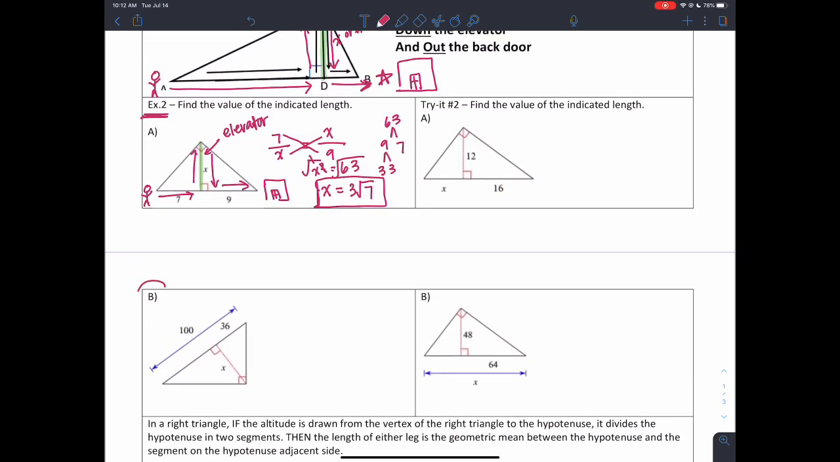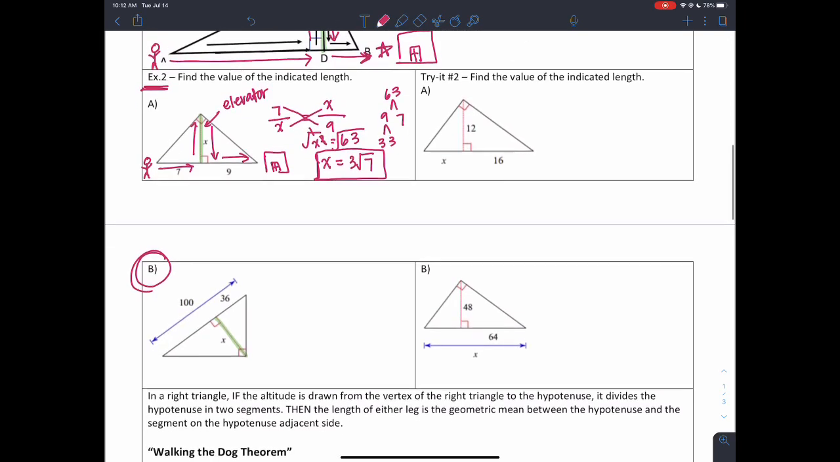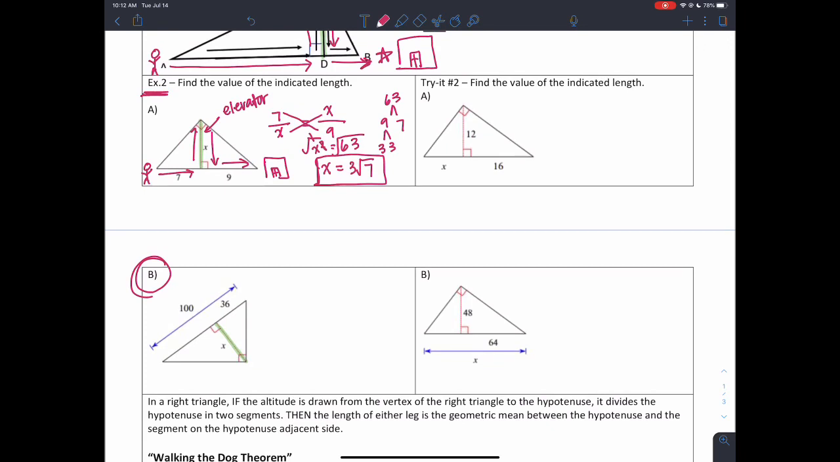Okay, let's try one more problem together. We're looking at example 2b. Now here our triangle is kind of slanted, but we have to identify if we have our elevator first. And we do, which is this altitude. So that's our elevator. Now where is our ground? Well, our ground, if we look at the triangle as the big triangle, our ground is always the hypotenuse, so it's always this side.